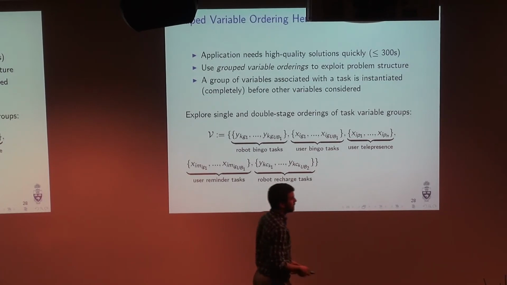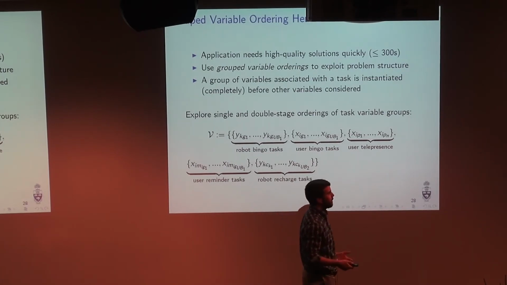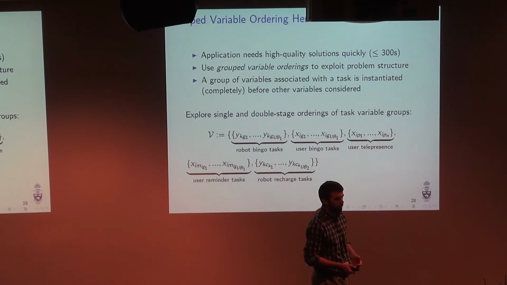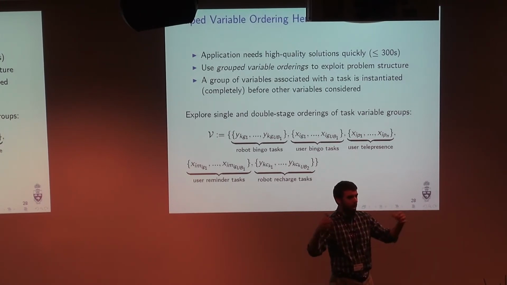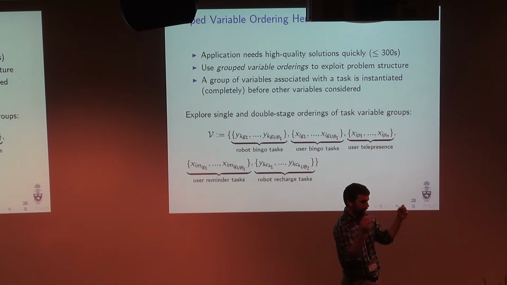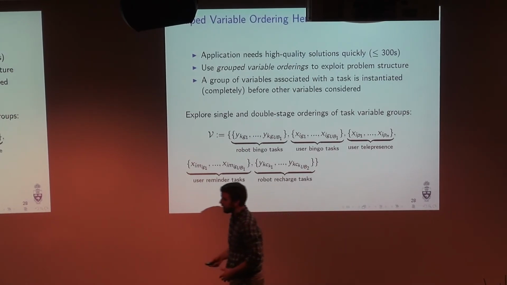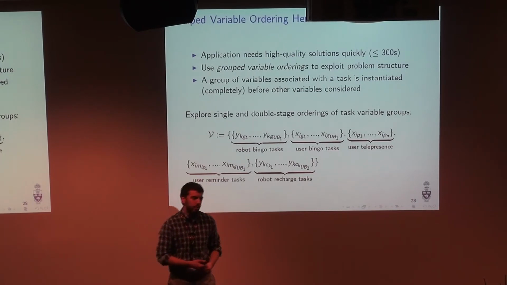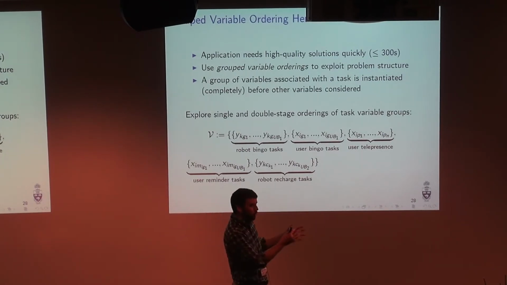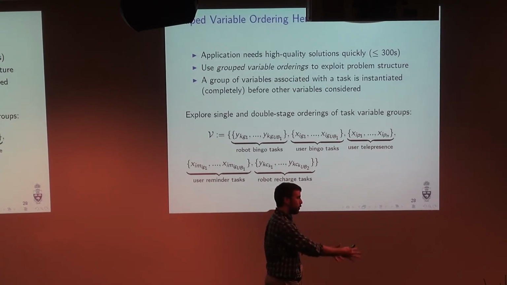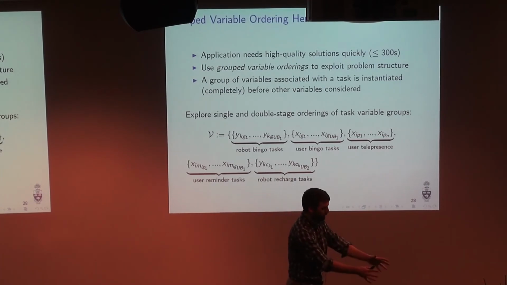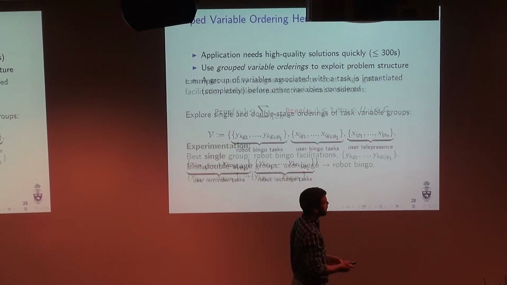The expression at the bottom looks a little bit complicated, but essentially what we're talking about is in a single stage grouped variable ordering, I take a variable type, so say robot bingo game tasks, I give start times to all of them, either absent or a specific start time, and then I continue on with my optimization. And I hope that the problem has become a little bit simpler by doing that. In a double-stage variable ordering heuristic, I'll actually take two groups of variables. So I'll first instantiate robot bingo tasks, and then instantiate user bingo tasks, and then solve the remainder of the problem. And hopefully it became a little bit easier. So that's one strategy we use.